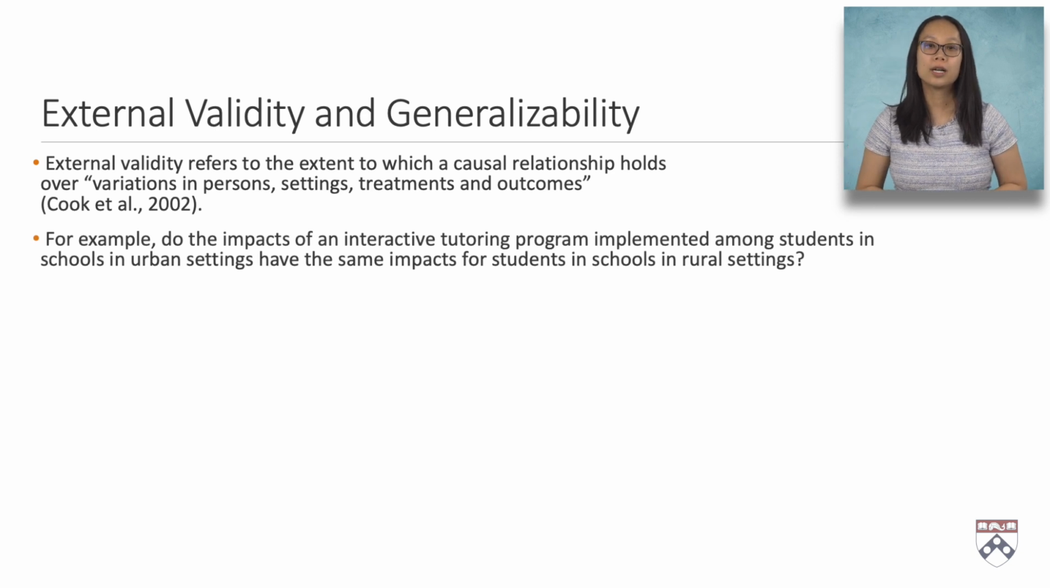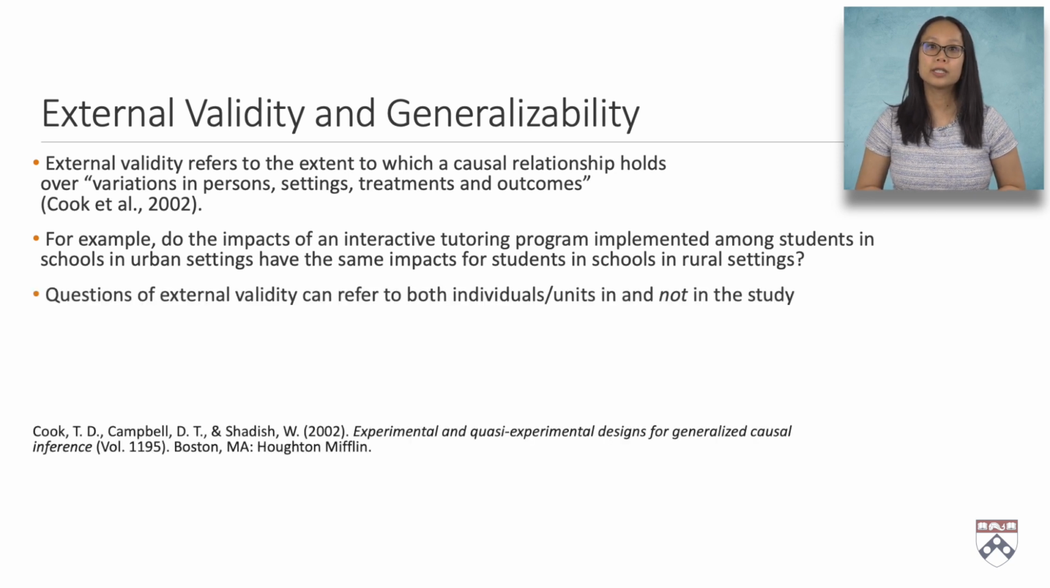And in particular, one of the main questions that has to do with external validity or generalizability is whether the impacts of, let's say, an interactive tutoring program implemented among students in schools in urban settings have the same impacts for students in schools in rural settings. Questions of external validity can refer to both individuals and units in and not in the study. So when you're talking about whether the results from a study would apply to a population, for example, that is also a question about external validity or generalizability.